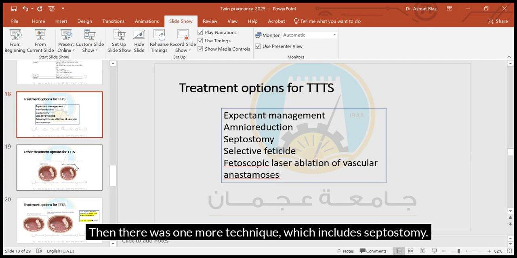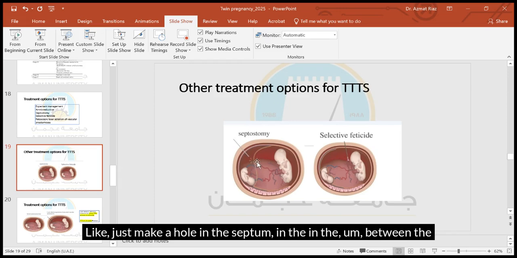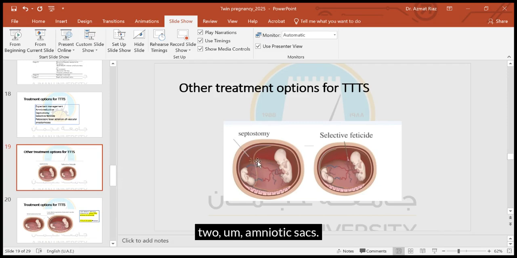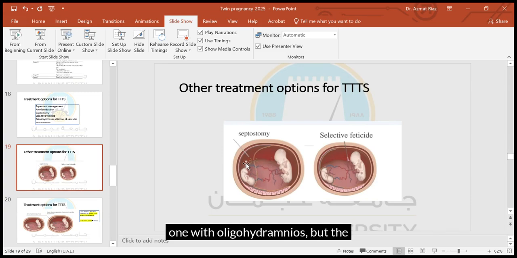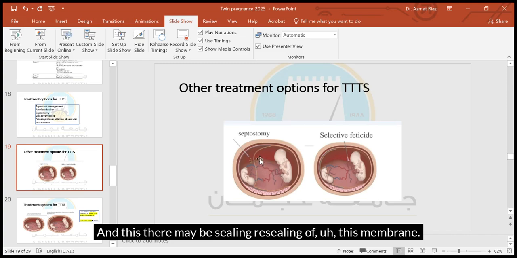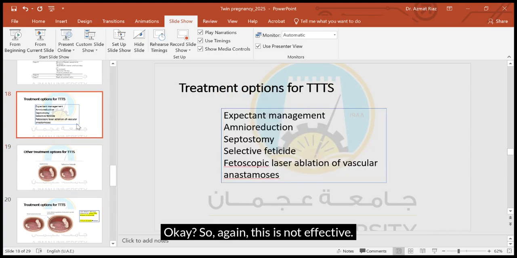Then there was one more technique which is septostomy. That means making a hole in the septum between the two amniotic sacs using a fetoscope. But again, okay for the time being it can help. More fluid can move from the baby with polyhydramnios to the one with oligohydramnios, but the underlying condition is not addressed, and there may be resealing of the membrane. So again, this is not effective.